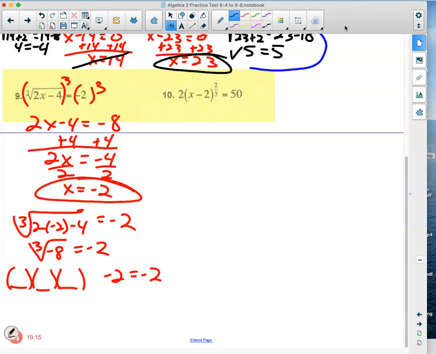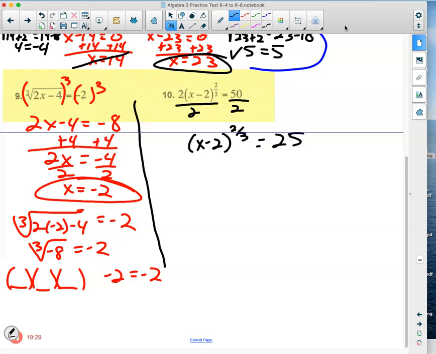Let's go to number 10. Now number 10, we do not have the radical isolated. So we're going to have to divide both sides by 2 before we can begin our process here. And we have x minus 2 to the 2/3 would equal 25. Now, we raise this to the reciprocal power, which would be the 3/2 power.